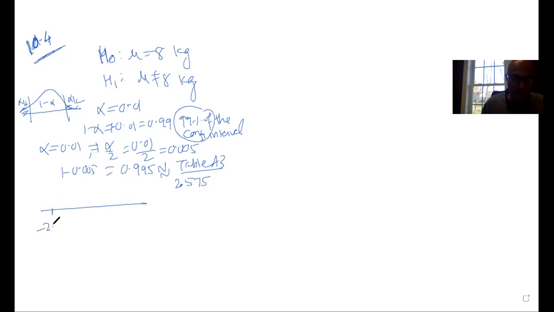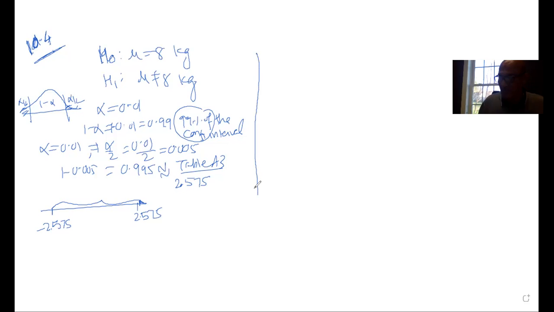So this is negative 2.575, and here it is positive 2.575. That means if my z value lies between this interval, I'm going to accept H0. If the z value lies outside these numbers, I'm going to reject H0. Or, the other way around, if my probability is too low.